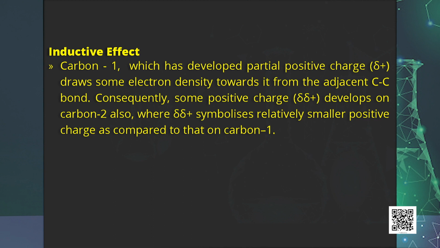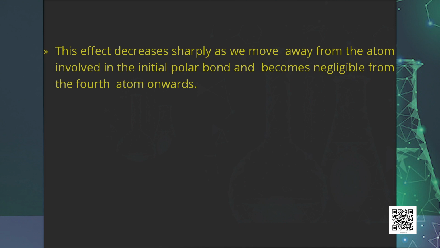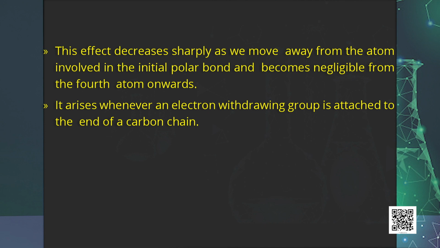It symbolizes a relatively smaller positive charge as compared to the charge present on carbon 1. This effect decreases sharply as we move away from the atom involved in the initial polar bond and becomes negligible from the fourth atom onwards. For example, we can say that in 1-chlorobutane, the inductive effect is negligible at the last carbon atom. It arises whenever an electron withdrawing group is attached to the end of the carbon chain.